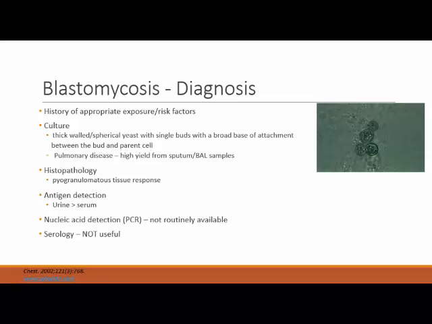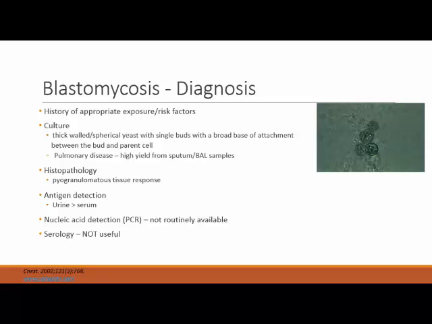Diagnosis, again, you need to have a thorough history with appropriate exposure and risk factors for disease. Culturing, you will see thick-walled spherical yeast with single buds and a broad base of attachment between the bud and the parent cell, and that's what this picture shows. Pulmonary disease, there is actually a high yield of diagnosis on culture from sputum and BAL samples. Histopathology, you will just see some kind of granulomatous tissue response, nothing particularly specific.